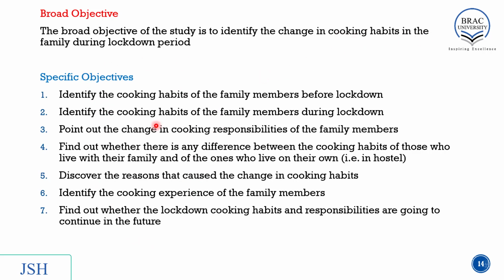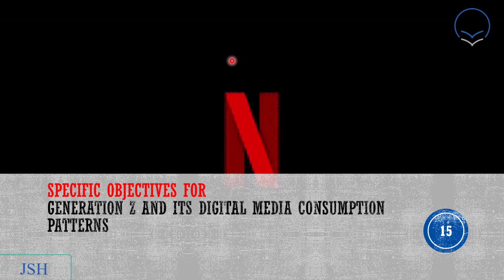Now, if we take a closer look, we can say that by fulfilling all of these small tasks or specific objectives, we will be able to fulfill our broad objective. Now, moving on to my next example. My second research topic was Generation Z and its digital media consumption patterns. So I am going to show you how to write specific objectives for this topic as well.